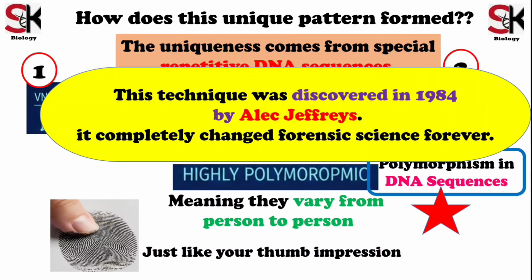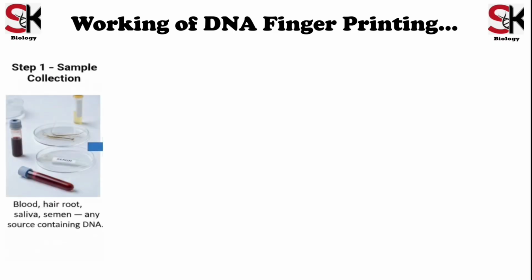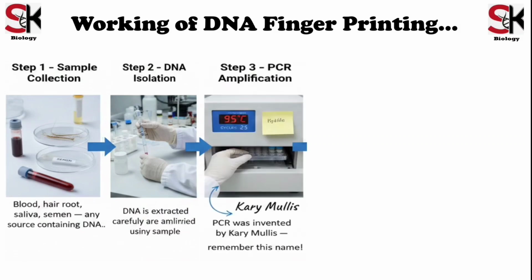Now, let us understand how DNA fingerprinting can be done, that is, the working of DNA fingerprinting. The first step is collection of sample. Sample can be anything containing DNA, like blood, hair, semen, saliva, etc. After collecting the sample, the second step is isolation of DNA from the sample in pure form. After isolation, the third step is amplification of DNA by PCR, that is polymerase chain reaction, discovered by scientist Kary Mullis. This technique generates copies of DNA outside the cell.